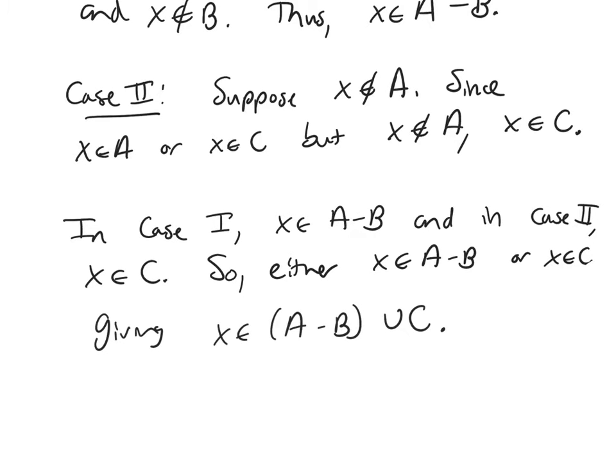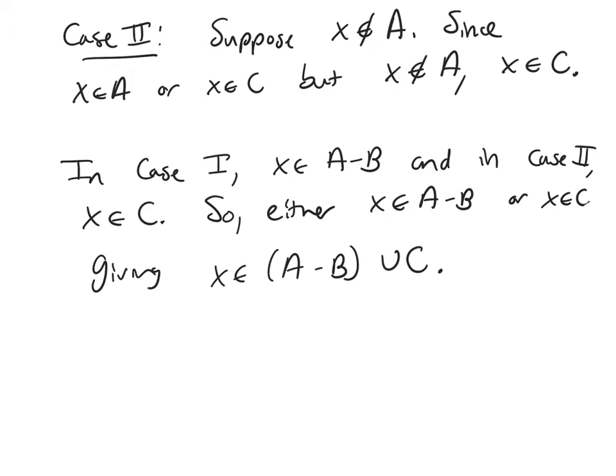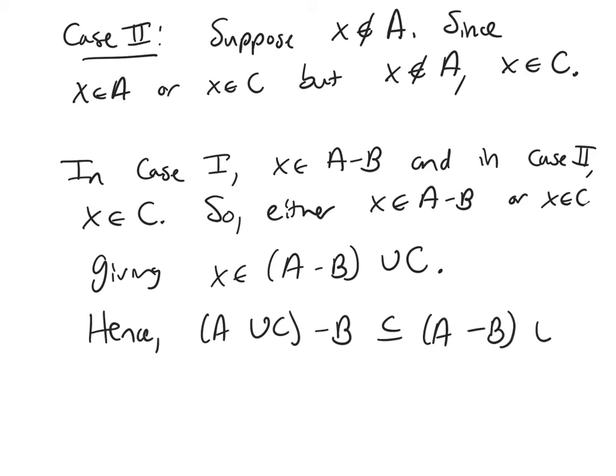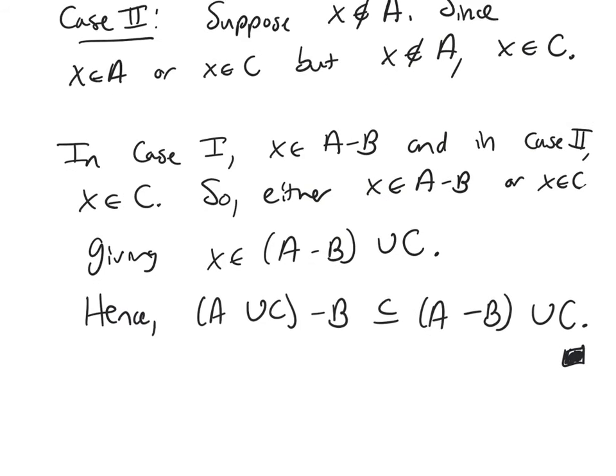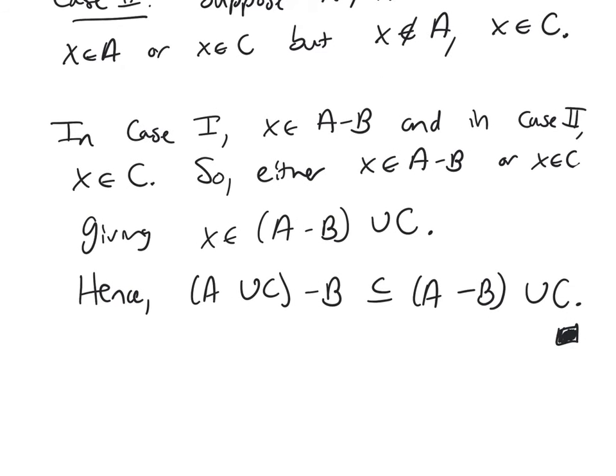So now we've completed the proof, and what did we show? Hence, we've shown that A union C minus B is a subset of A minus B union C. And we've completed the proof now. We've shown that these two sets are subsets: the first one is a subset of the second one.